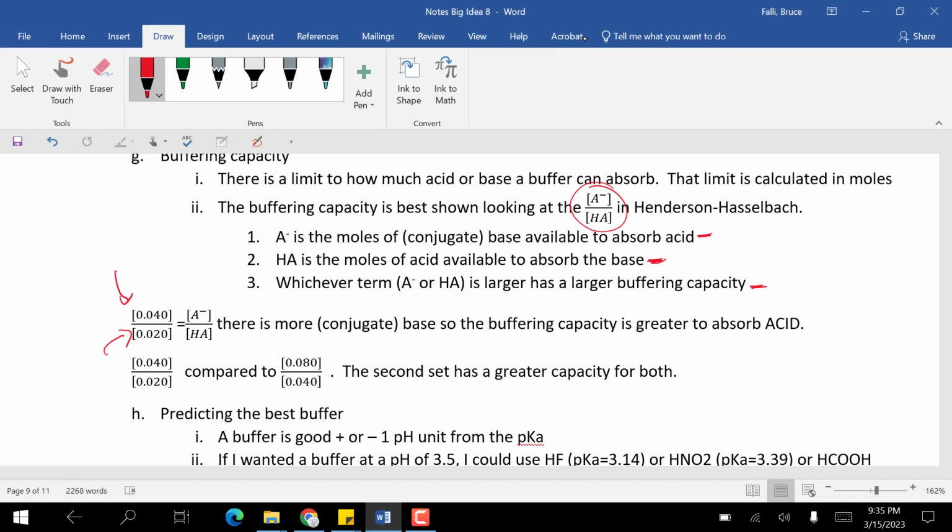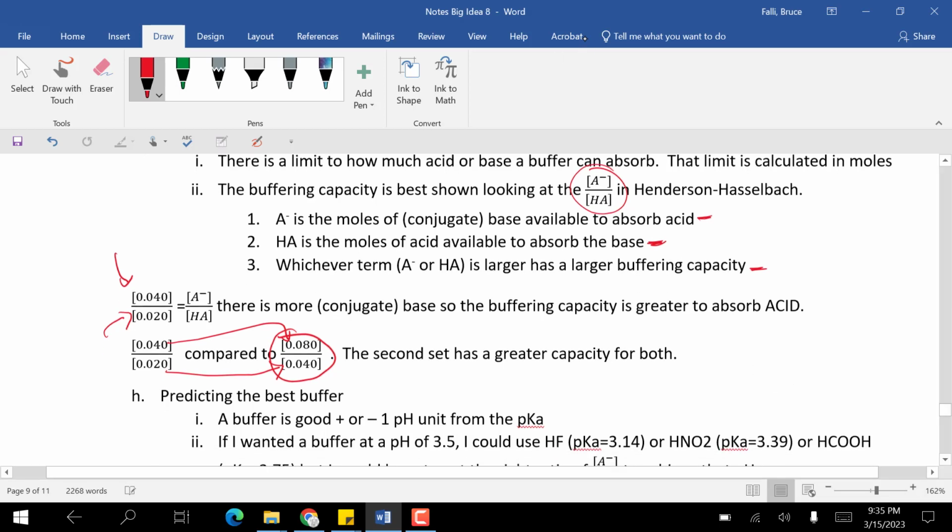And then if I had a different one where I compare it to this, do you see how I'd have double the top and double the bottom? That's greater capacity for both.